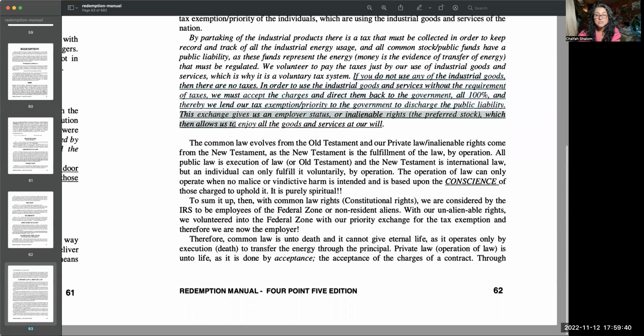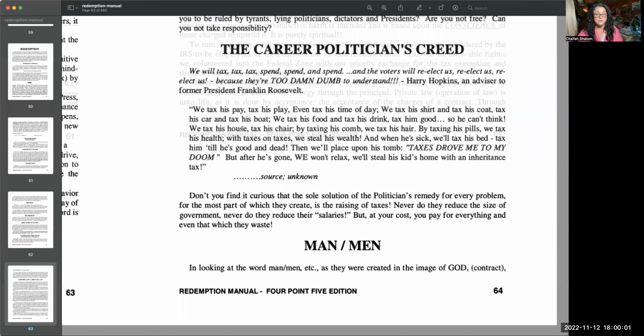This exchange gives us an employer status. Oh, employer. Oh, not employee. Or inalienable rights, the preferred stock. Yeah, that's what we want. Which then allows us to enjoy all the goods and services at our will. Now, that sounds good. I like that. Okay.